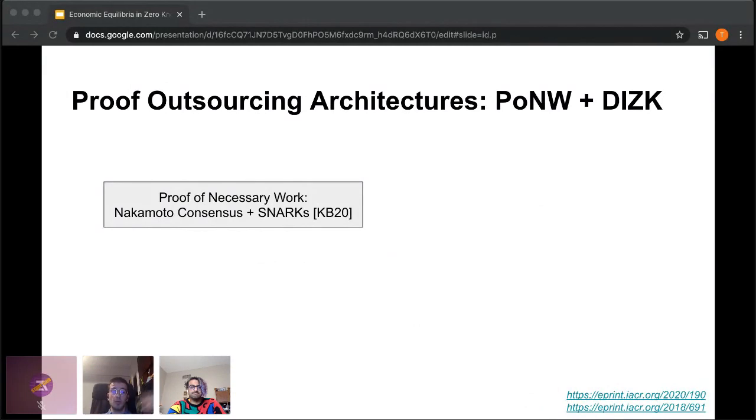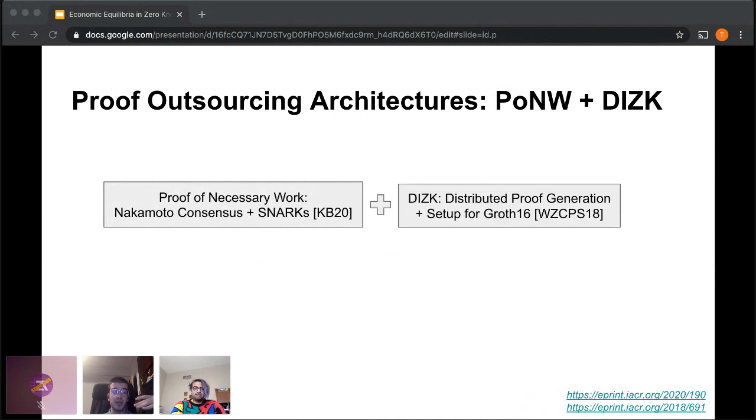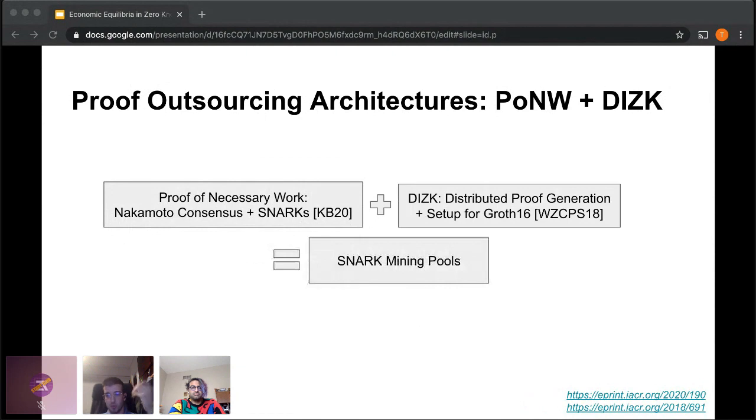So we can look at some other literature called DIZK, which basically is a framework for doing distributed proof generation and a setup for Groth16 in Apache Spark. And if you put these two together, they give you something that starts to look like snark mining pools.